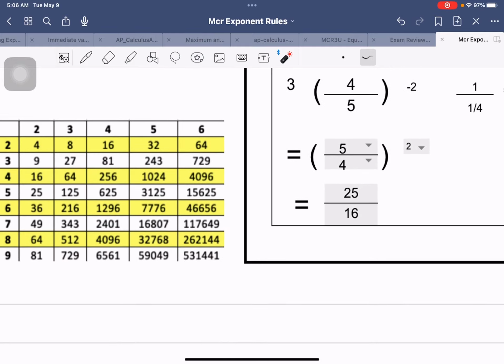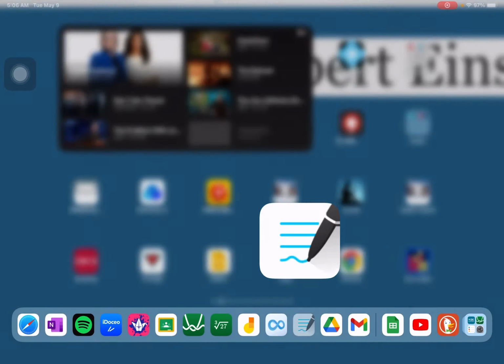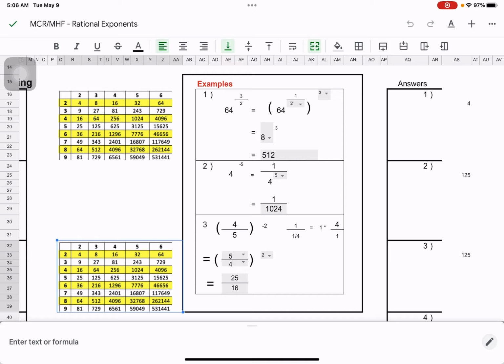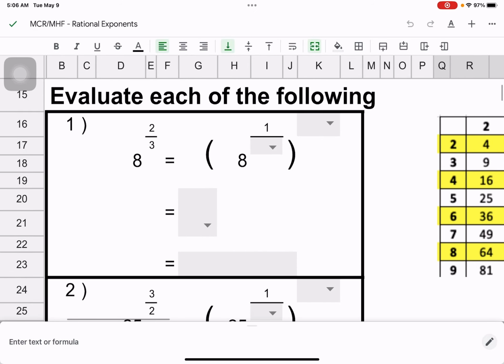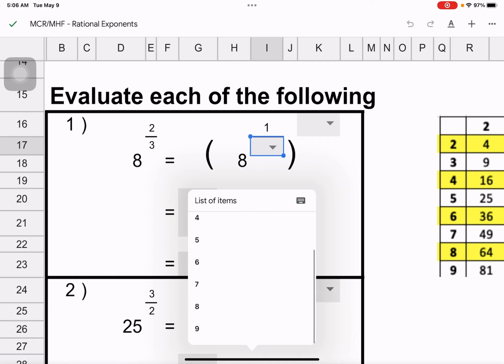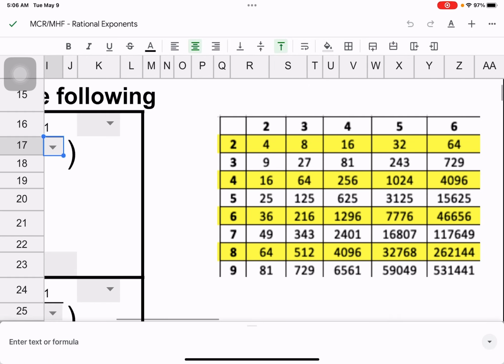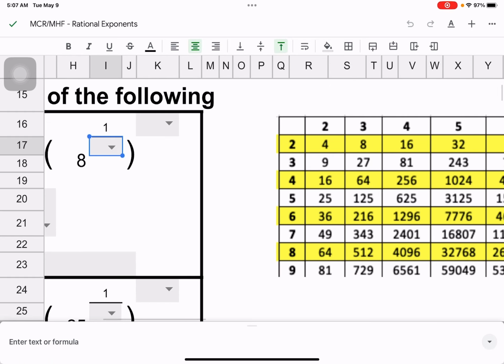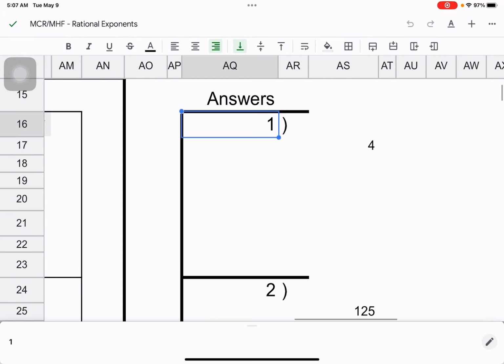So on your handout, I'll just quickly go over to it. Your handout is right here, and then you're going to use drop downs. So you just go here, whatever you think you should drop down to, you select that number, and so on. You're going to use the charts that are given right there. And then way off to the right, you'll see your answers. So there's the answer for number 1.